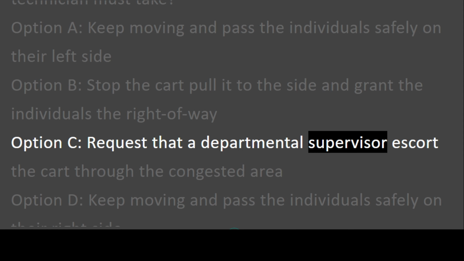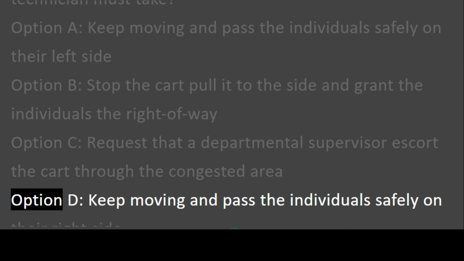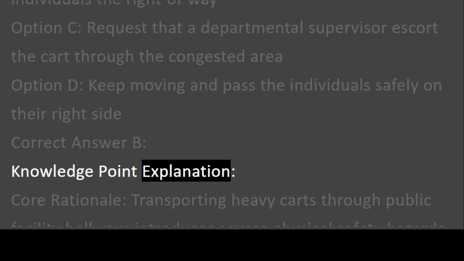Request that a departmental supervisor escort the cart through the congested area. Option D. Keep moving and pass the individuals safely on their right side. Correct answer B. Knowledge point explanation.